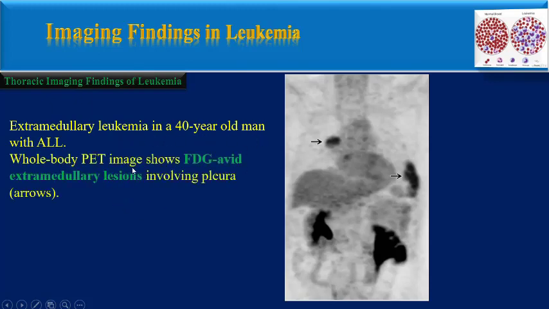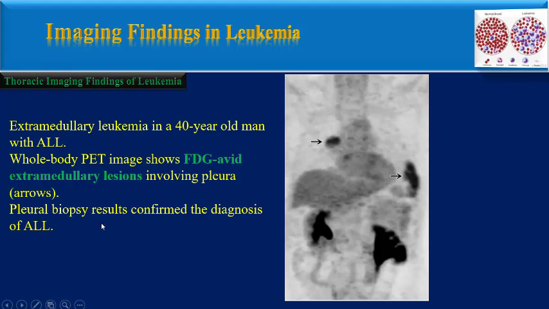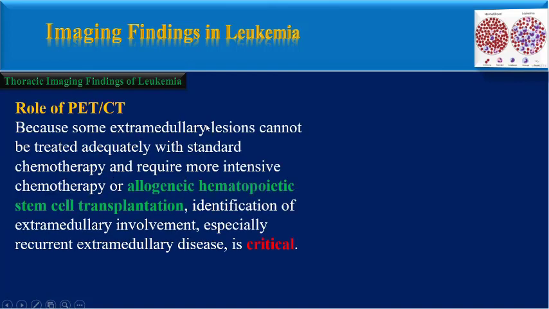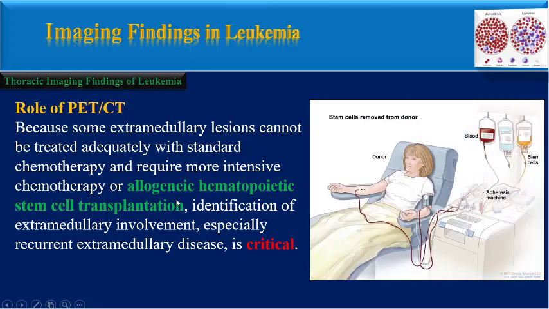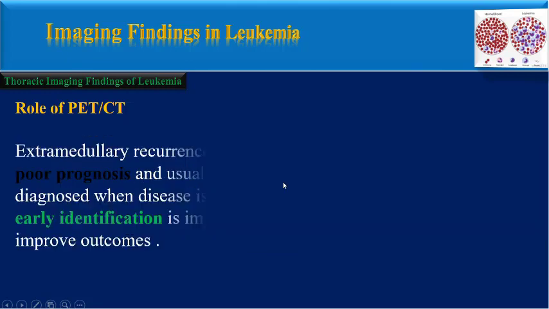Full body PET image shows FDG-avid extramedullary lesions involving the pleura. Pleural biopsy results confirm the diagnosis of ALL. Because some extramedullary lesions cannot be treated adequately with standard chemotherapy and require more intensive chemotherapy or allogeneic hematopoietic stem cell transplantation, identification of extramedullary involvement, especially recurrent extramedullary disease, is critical.